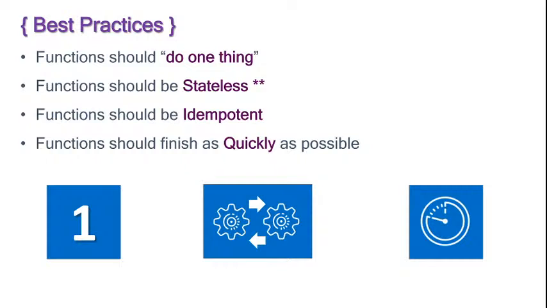Now, functions should finish as quickly as possible. Like I was mentioning, it just takes a finite time for functions to run. So make sure they do one thing, are idempotent and stateless, and that your code is running quickly. If the code you're going to run within functions is lengthy, I suggest you move it to what we call a worker process or background processes. I'll show you how to do that as the scenarios present themselves.